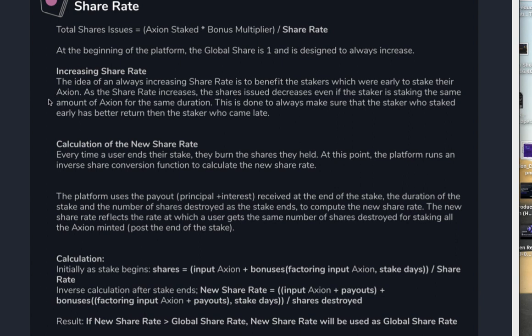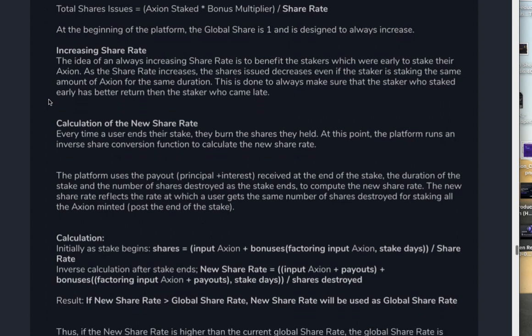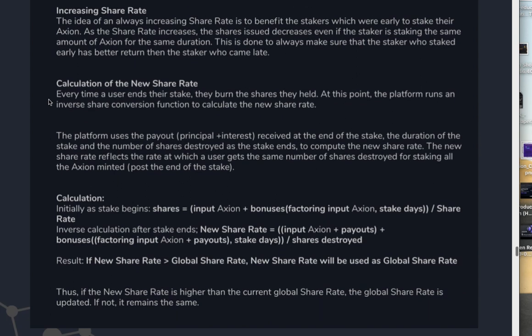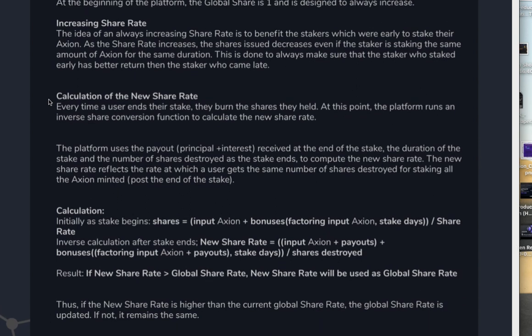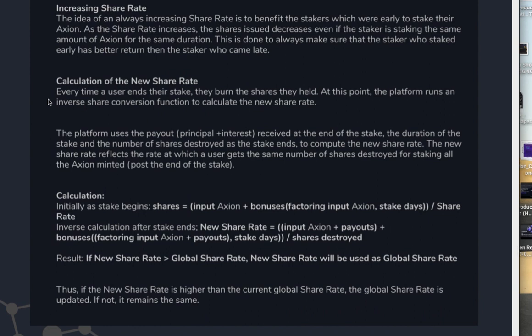As the share rate increases, the shares issued decrease if the staker has staked the same amount of Axion for the same duration. This is done to always make sure that the staker who stakes early has a better return than the staker who came late. So it's important: the earlier the better for higher returns.